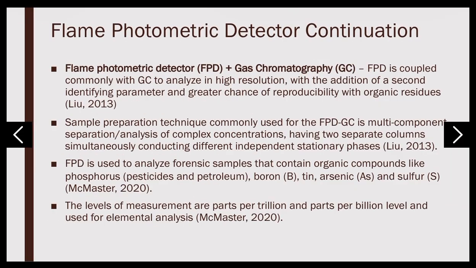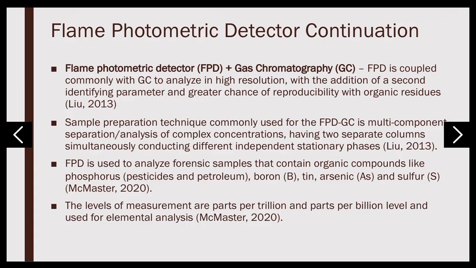Flame photometric detector continuation. Flame photometric detector (FPD) coupled with gas chromatography (GC). FPD is commonly coupled with GC to analyze in high resolution, with the addition of a second identifying parameter and greater chance of reproducibility with organic residues.